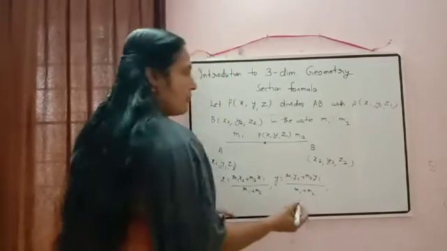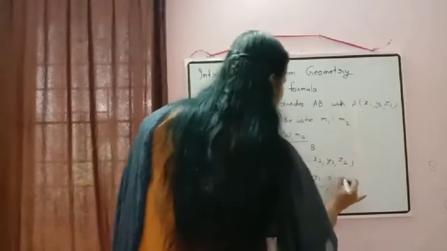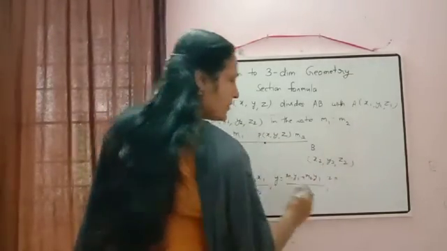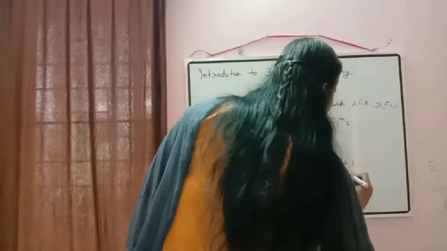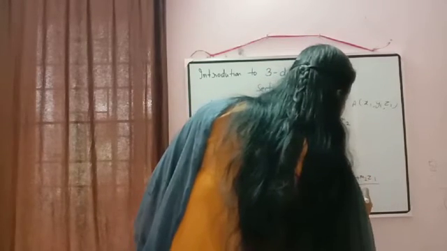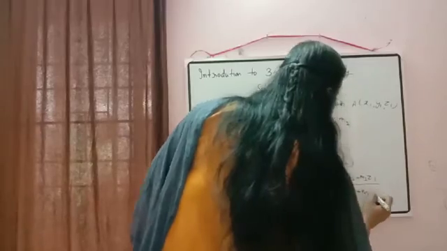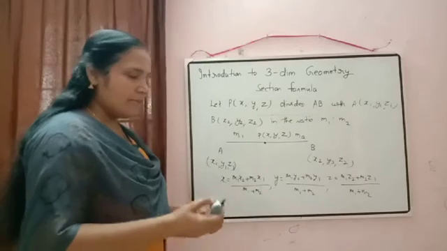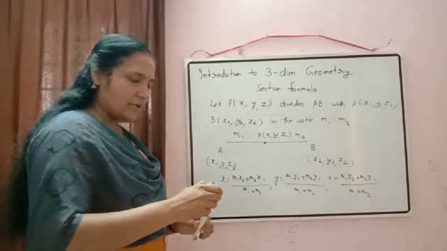In the same way, how will we calculate the z coordinate? m1 will be multiplied by the opposite side of the z coordinate. So it will be equal to m1 z2 plus m2 z1 by m1 plus m2. I hope this formula is clear to you. The same formula we just extended to the z coordinate also.